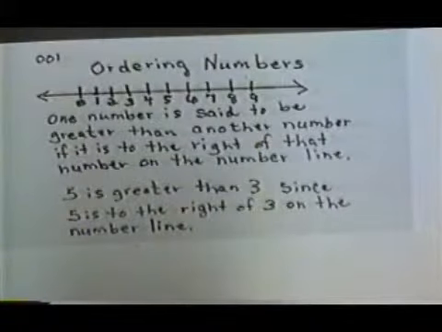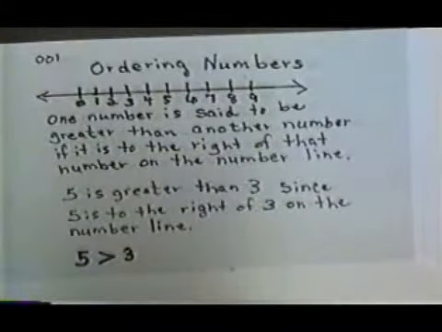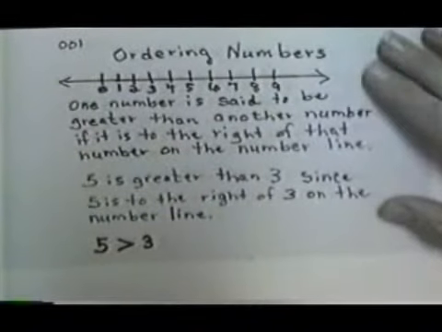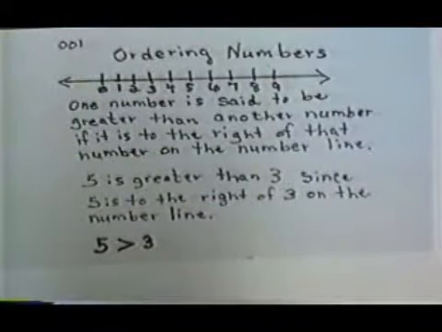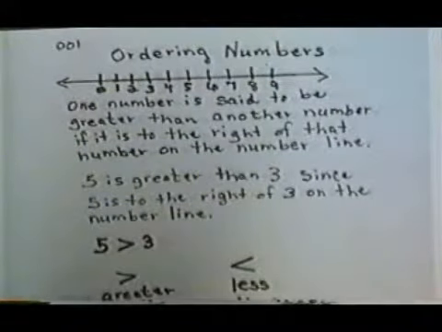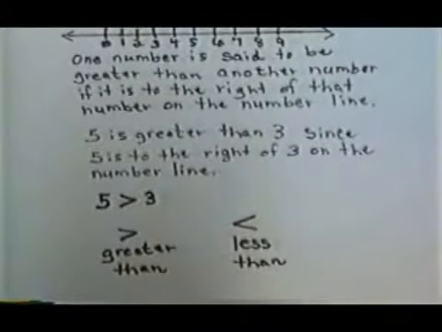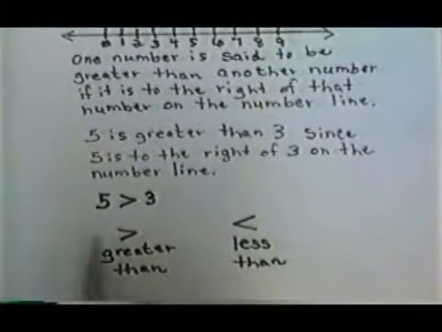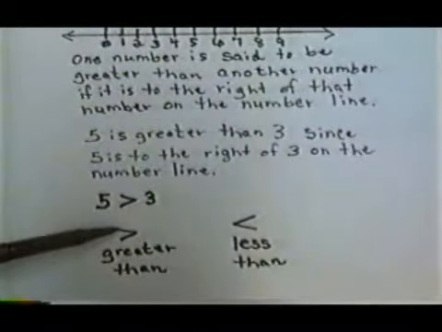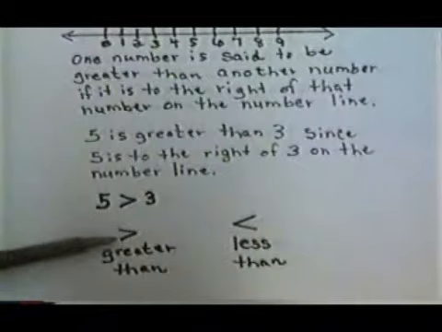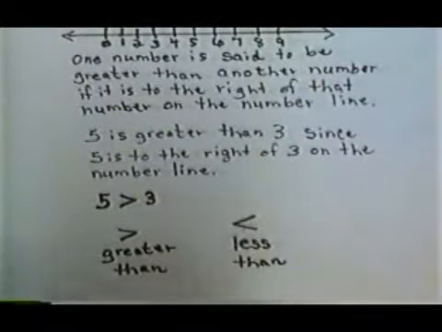Now, if we want to use a symbol to say 5 is greater than 3, this is a symbol we use. This is our greater than symbol. We need to learn that symbol. Okay, this is the greater than symbol, and then we have a less than symbol. So we say 5 is greater than 3. The greater than symbol starts off wide open. The less than symbol starts off closed. So we want you to learn these symbols if you do not already know them.